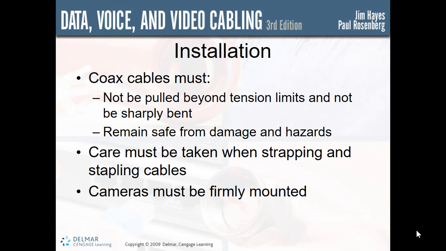When we're looking at the installation of cable or CATV, installing the video cabling is relatively simple. Coax cables must be installed with care. That is, they may not be pulled beyond their tension limits and may not be sharply bent. In addition, they must be kept safe from physical and environmental hazards. Care must also be taken when strapping or especially stapling the cables to structural surfaces, walls, ceilings, and so on. If a staple or strap is cinched too tightly, it will deform the cable and then alter the transmission characteristics.